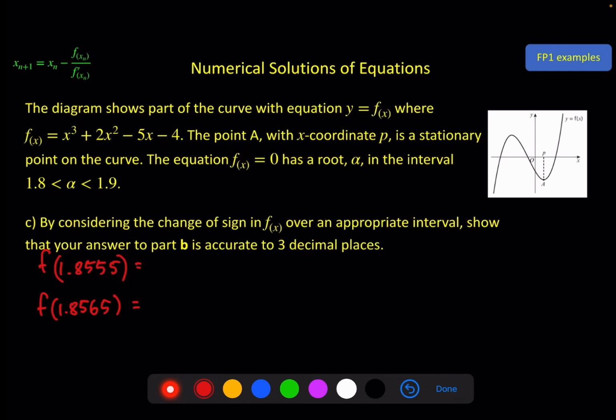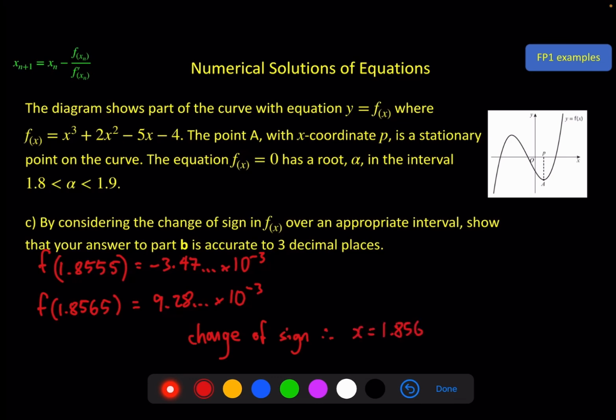Let's have a look. This one gives us a very small negative number, and this one gives us a very small positive answer. And again, here is that key phrase, change of sign. Therefore, x is equal to 1.856 to 3 decimal places has been confirmed.